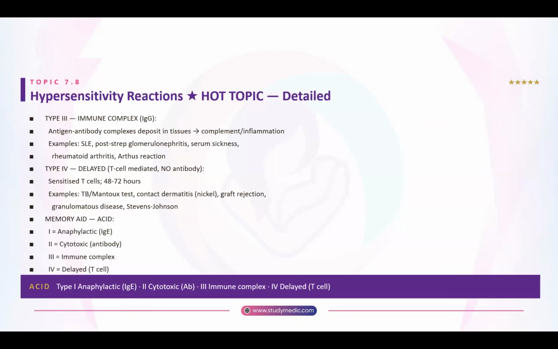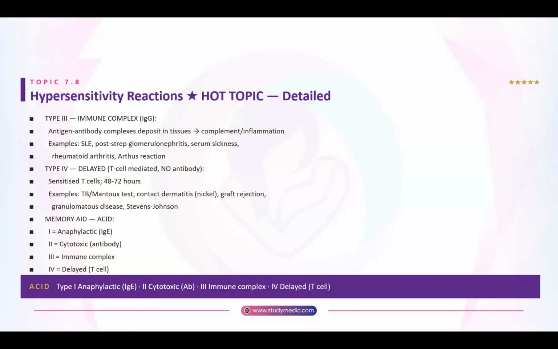Now coming to your type 3 hypersensitivity reaction, which is your immune complex mediated. You have your antigen antibody complex, which gets deposited in the tissues, and this leads to your complement activation or inflammation. Classical examples here are your SLE, your post-streptococcus glomerulonephritis, and your serum sickness, rheumatoid arthritis, all of this comes here.